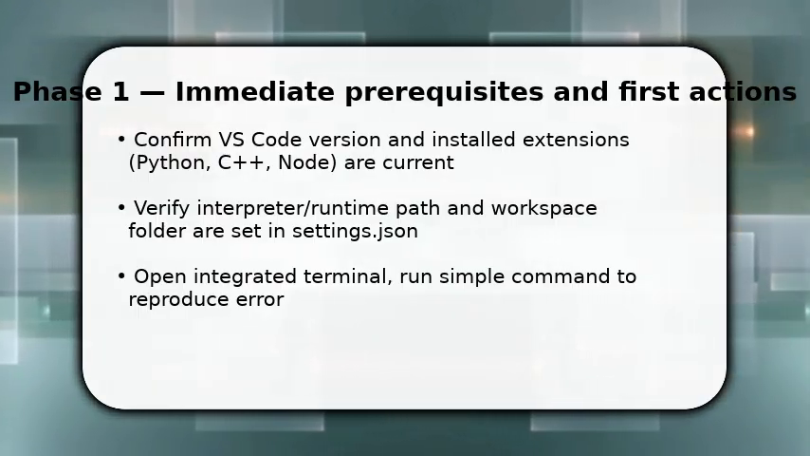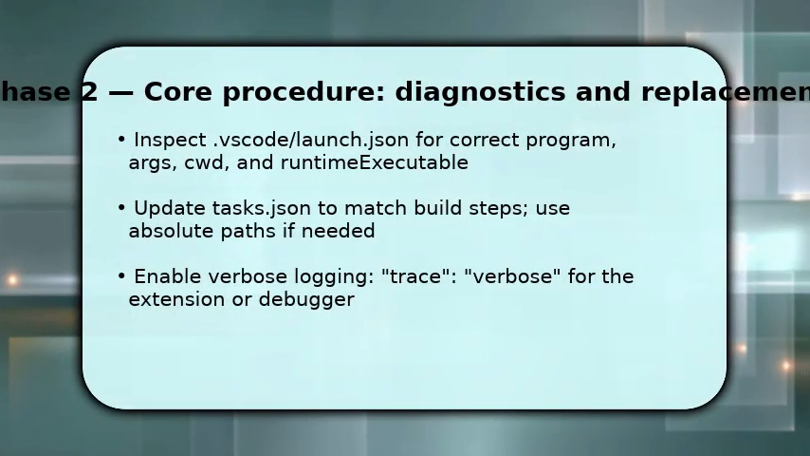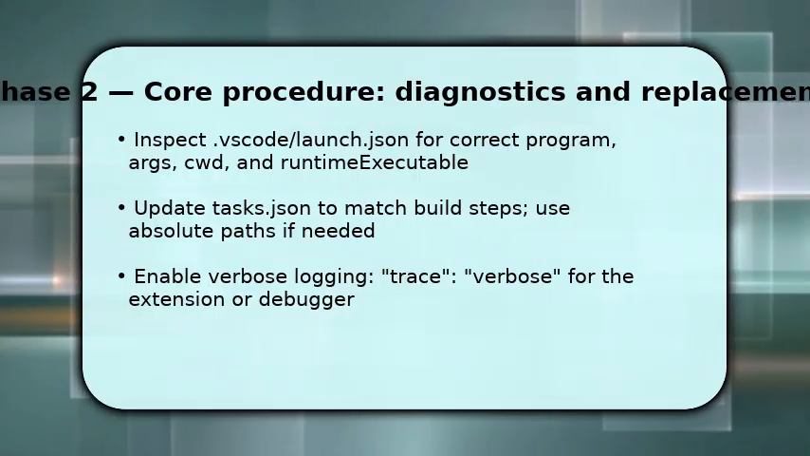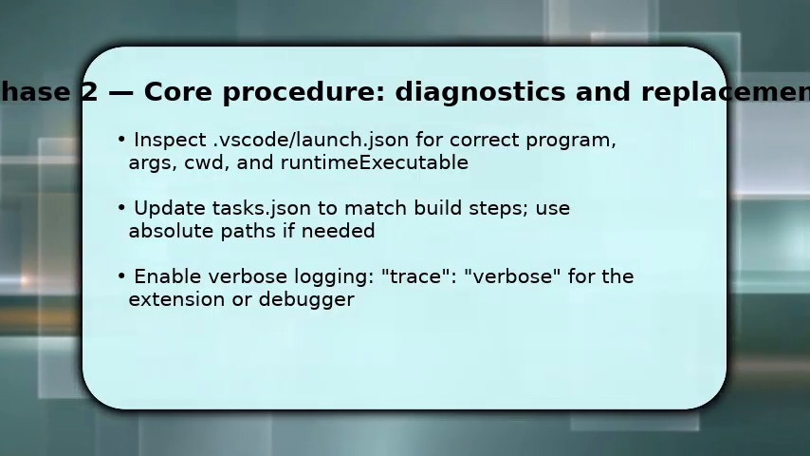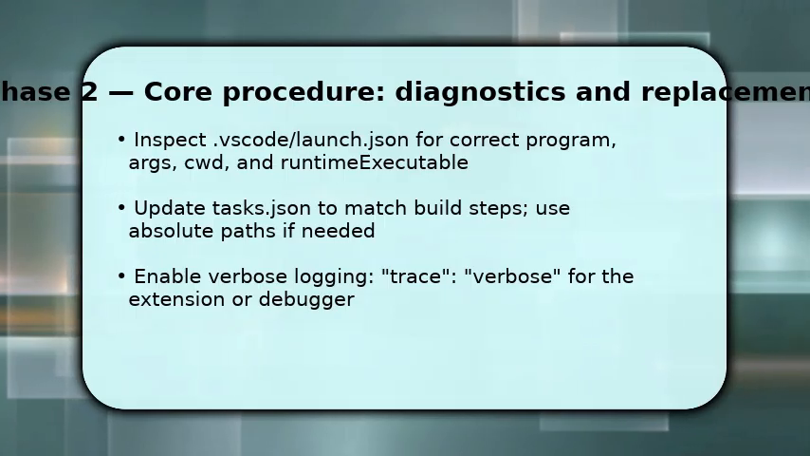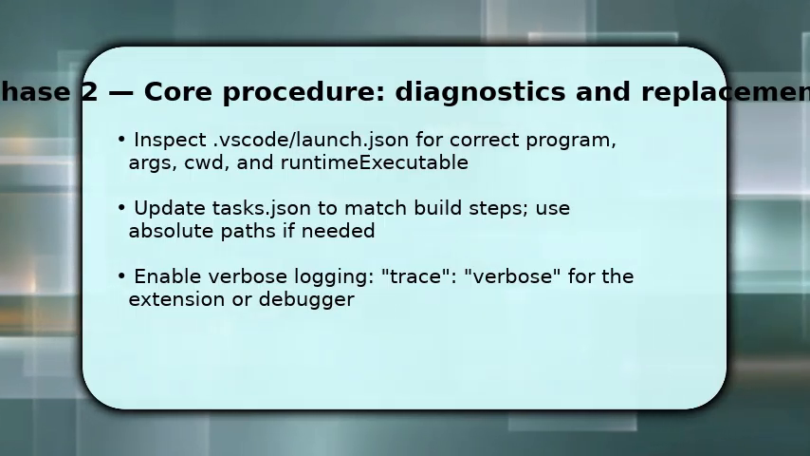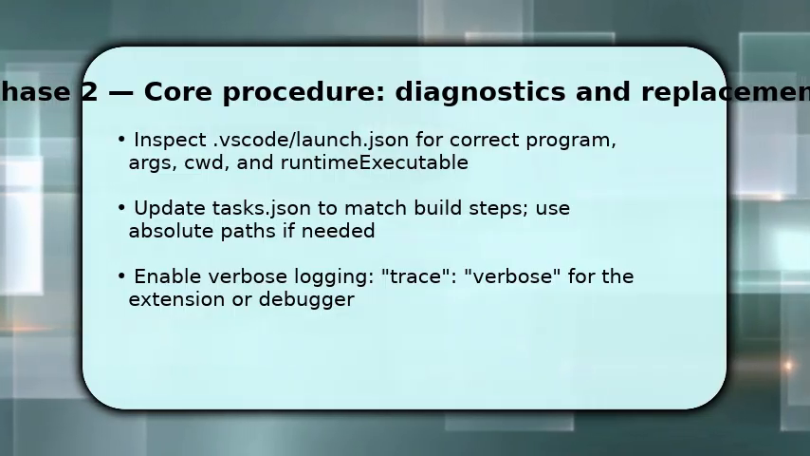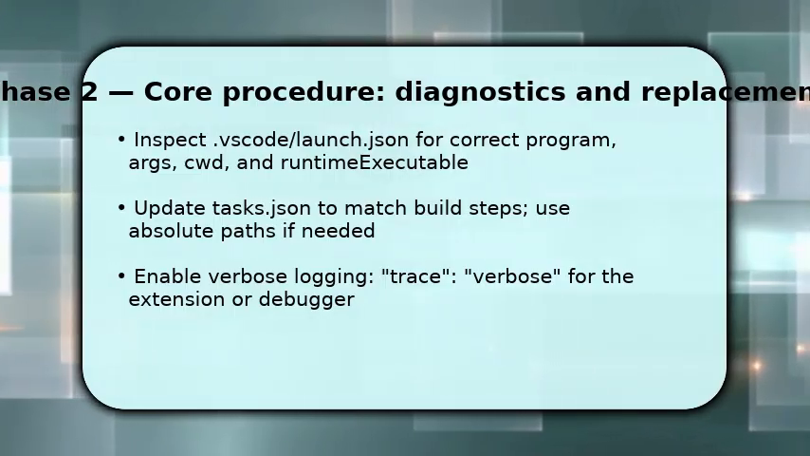Once your environment is validated, edit launch.json to align program, args, and CWD so the debugger runs the expected file. Make sure runtime executable points to the exact interpreter. Relative paths often mislead. Then synchronize tasks.json with your build steps, using absolute paths when relative ones fail.